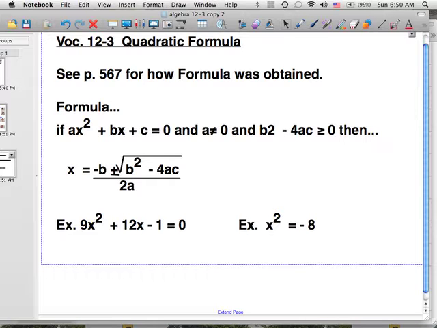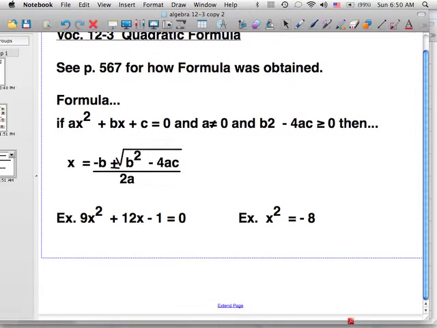And there are some special conditions. The b squared minus 4ac has to be greater than or equal to 0, and a doesn't equal 0, so we don't have division by 0 or the square root of a negative number. So here's two examples.